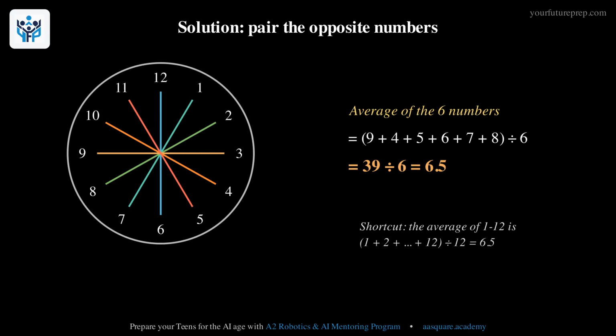Here's a neat shortcut. The average of all 12 clock numbers is already 6.5. And averaging pairs and then averaging those keeps the same overall average. So the average of the 6 numbers is 6.5.